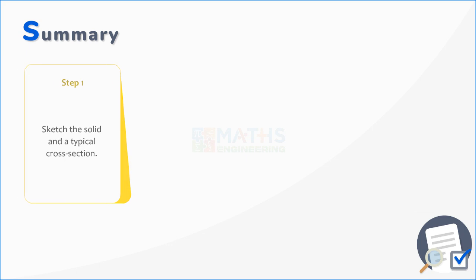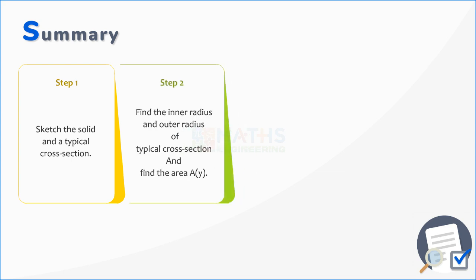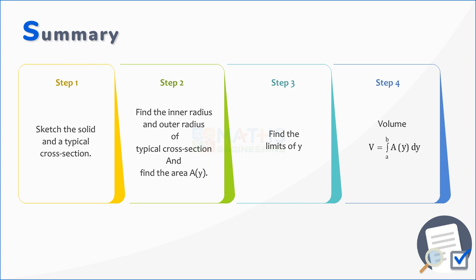Let us summarize. We sketch the given solid and a typical cross section. This is of a washer shape. Find the inner radius and outer radius of the typical cross section and we find the area A of y. We find the limit of y. Then we find the volume by using the formula V is equal to integral a to b A of y into dy.